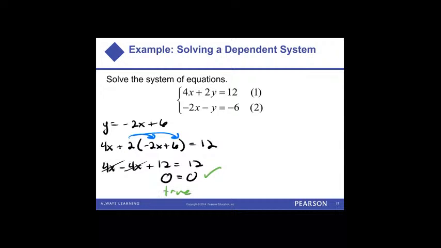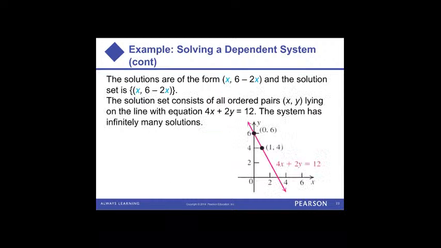And no matter what x we choose, y is going to take on the form negative 2x plus 6, right? So we have infinitely many solutions taken on this form. Okay. And you can choose your favorite x, find the corresponding y, and it's going to work. It should work in both equations. So you see it here.